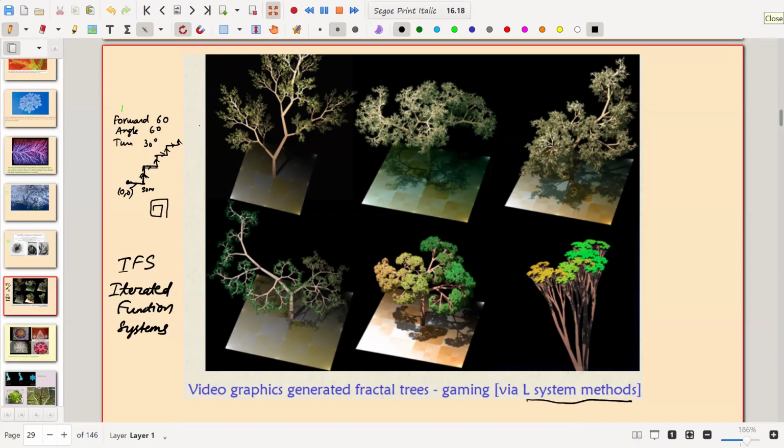These are known as L systems. You can see these are L systems. Through L systems, you can create structures like this. We will just see it very briefly, not in much detail, but through L systems you can actually create gaming structures, fractals present in your games. So that's one of the nice cool structures.